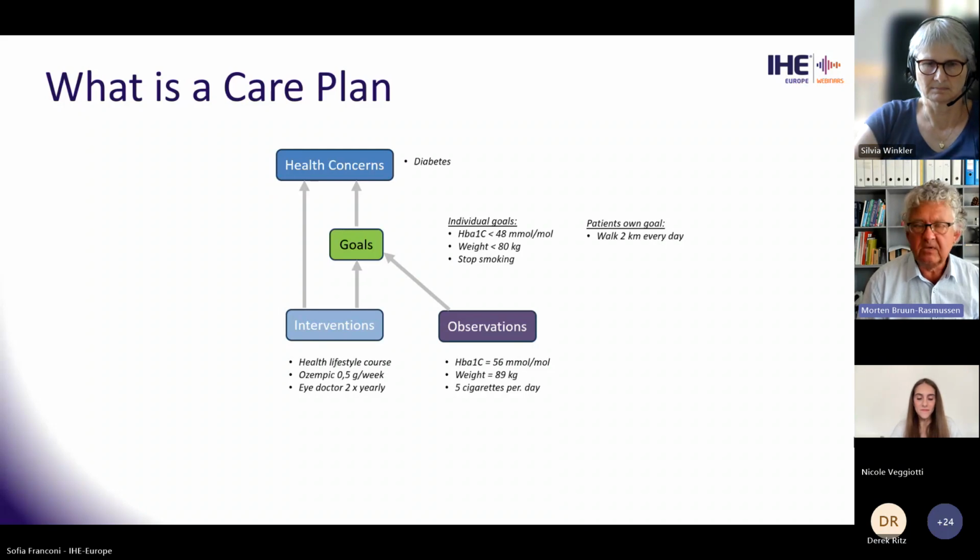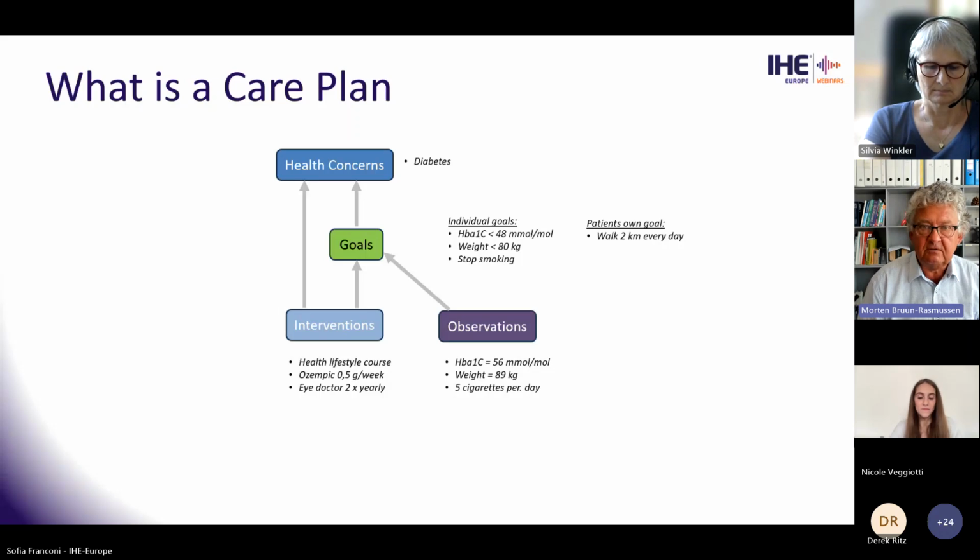In social care, another classification system is used. But for example, a health concern could be that the patient has diabetes type 2. When you have this and go to your medical doctor and he is making a care plan, then he will set up some goals for you. And here it is very important, they are individual goals.